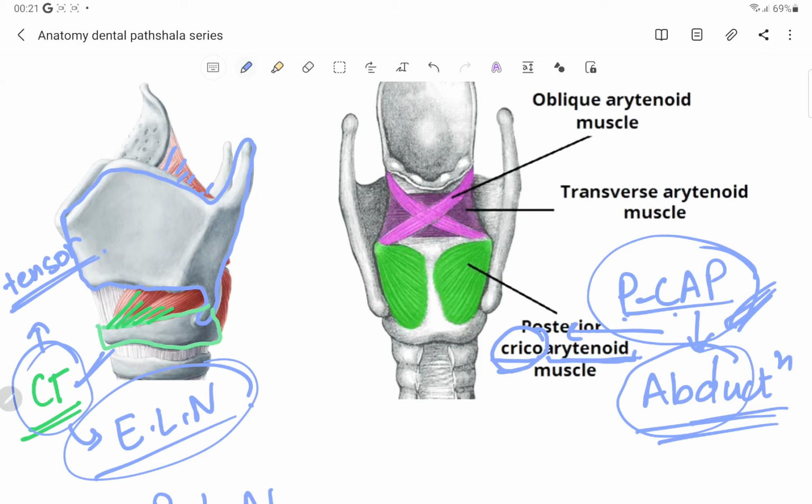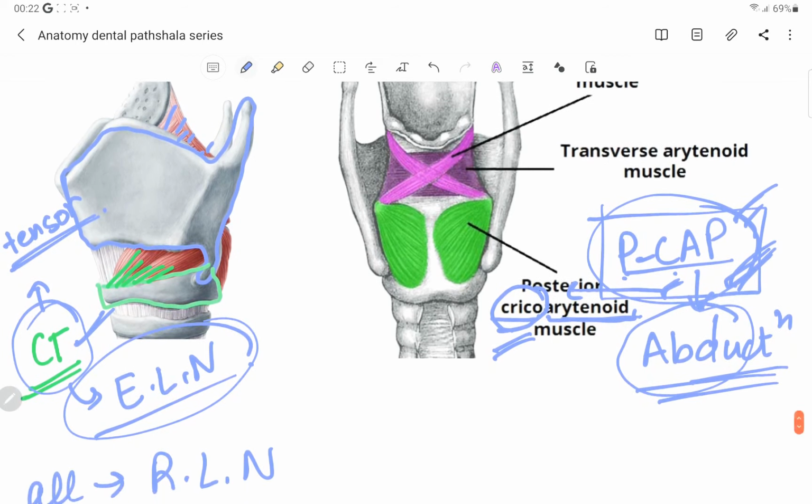Secondly, if bilateral posterior cricoarytenoid muscle is damaged or paralyzed, then the patient won't be able to breathe. So in that case, we have to do the endotracheal intubation so that the patient can breathe. So in case of anesthesia, wherein we are going to paralyze all the muscles, then we are going to put the patient on endotracheal intubation. So in that case, the posterior cricoarytenoid muscle will also be paralyzed.